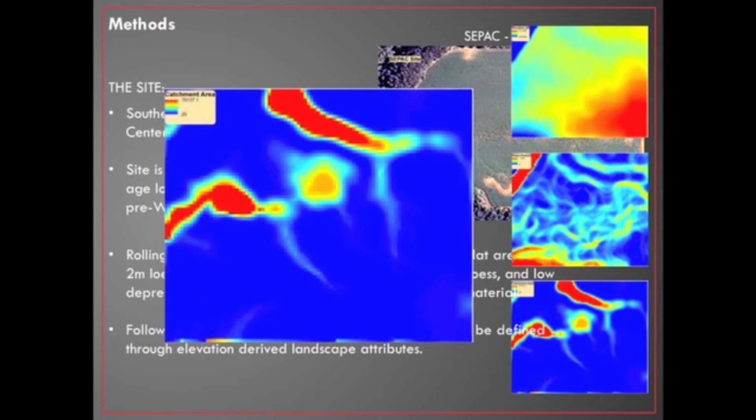So from that, we can derive various terrain attributes. One that's very important in terms of water movement is slope. Here we can see variability of slope. We have flat areas at the bottom, flat areas at the top.